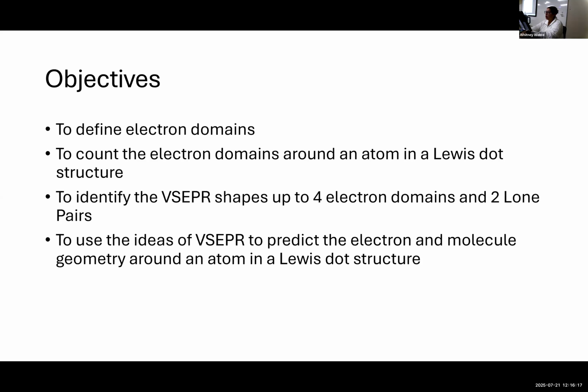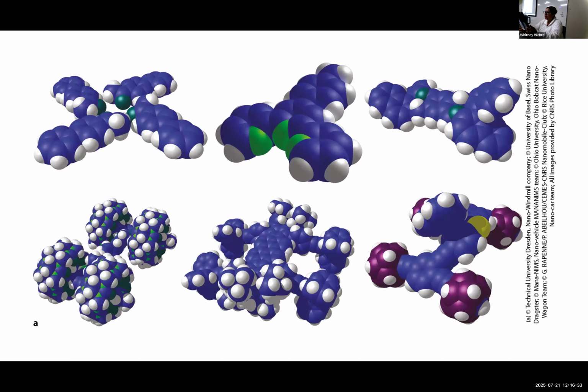To count the electron domains around an atom in a Lewis dot structure, to identify the VSEPR shapes up to 4 electron domains and 2 lone pairs, and to use the ideas of VSEPR to predict the electron and molecule geometry around an atom in a Lewis dot structure. So here's just an example of those electron clouds.